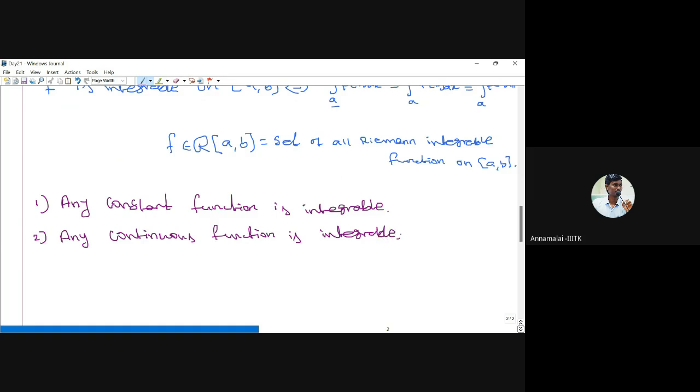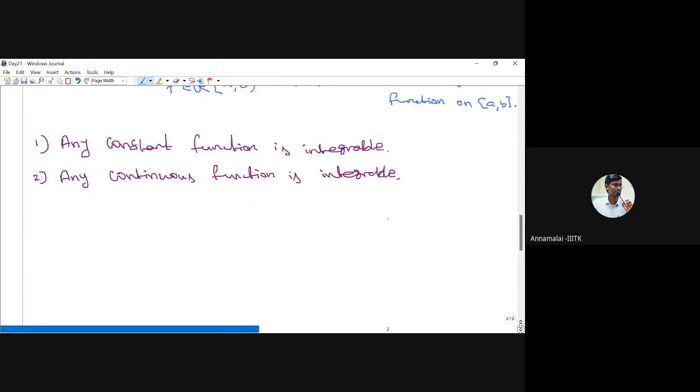That is, the lower integral and upper integral exist, and both are equal. Another theorem: any monotone function. Whenever we are talking about an integrable function, that function should be bounded. So the next result is that any bounded monotone function is integrable. Monotone means either increasing or decreasing. And any step function is integrable. There are so many results. Now these are all some important results.